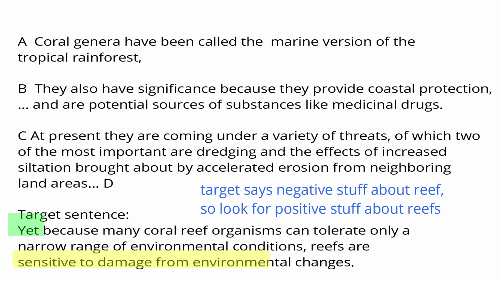With this, let's analyze each. A says corals are compared to rainforests. B says something positive about corals, that they protect the coast and can be used for medicines. C talks about threats to coral due to environmental changes. So the target sentence should come after B, but before C. Answer, C.